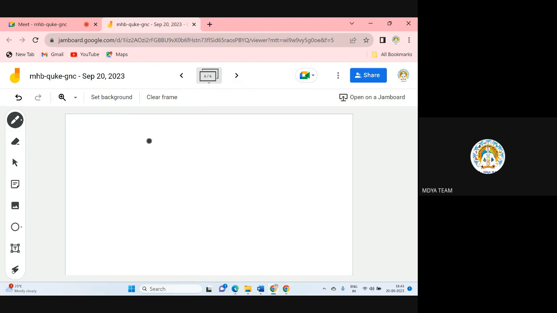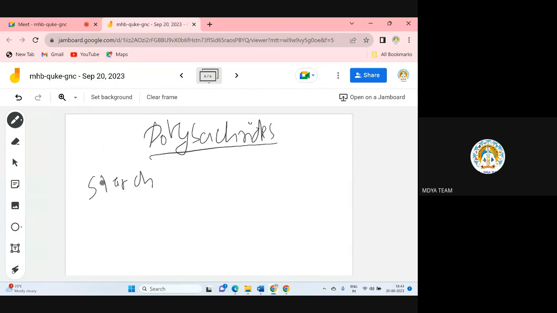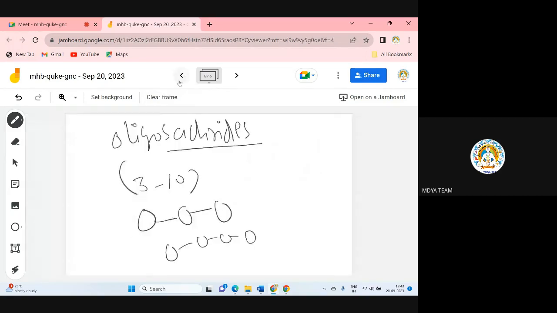Now the last category is polysaccharide. Polysaccharides are those carbohydrates in which hundreds of monosaccharides are present. If we take the example of starch, we have read about starchy food. In starchy food, starch is present. Starch is a type of polysaccharide carbohydrate. In starch, there are hundreds of monosaccharides present. So this is the general classification of carbohydrates: monosaccharide, disaccharide, oligosaccharide, and polysaccharide.